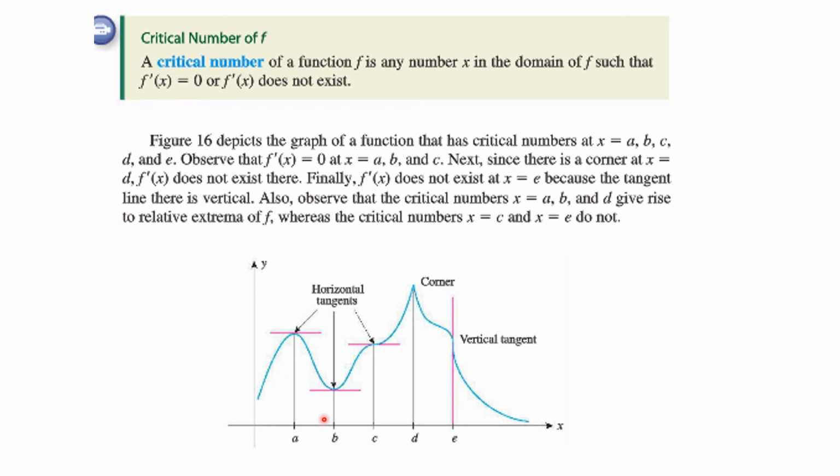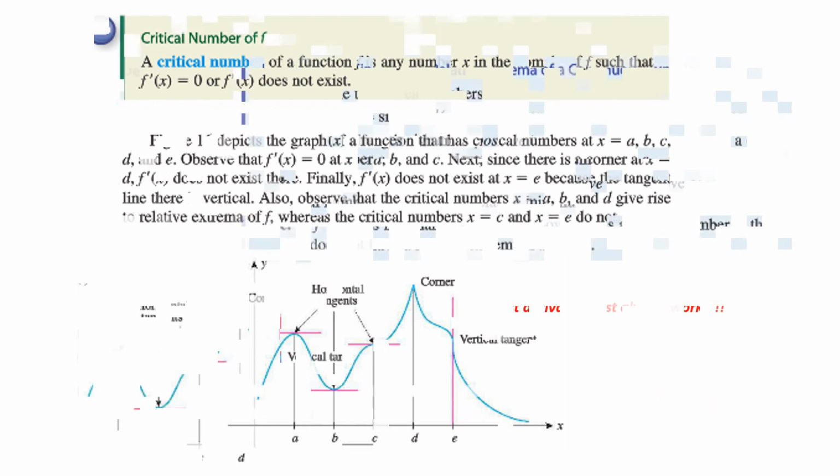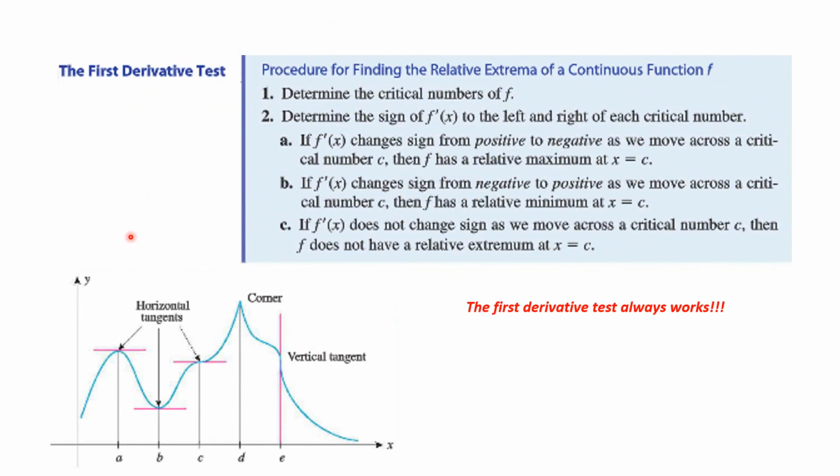So all of these are critical numbers, but they're different kinds of critical numbers that we can have. Notice that if we have a max, the tangent can be horizontal. If we have a relative min, the tangent can be horizontal. But the first derivative can be 0 and not have a max or min, and the first derivative can not exist and be a max, or it can not exist and not be anything. So there's a bunch of different possibilities that are summarized with what we call the first derivative test.